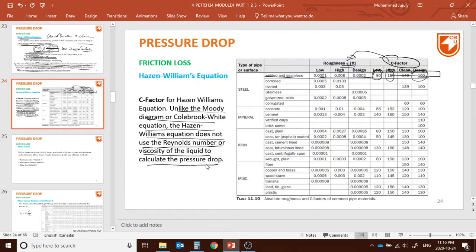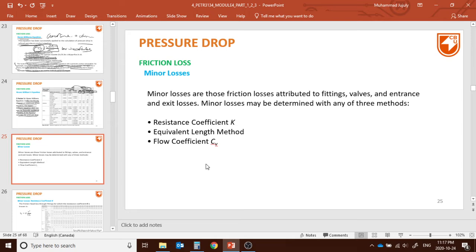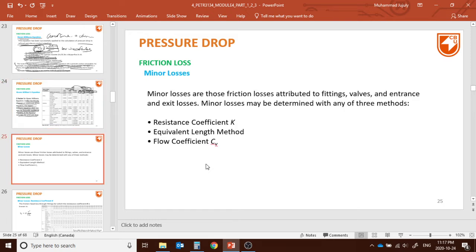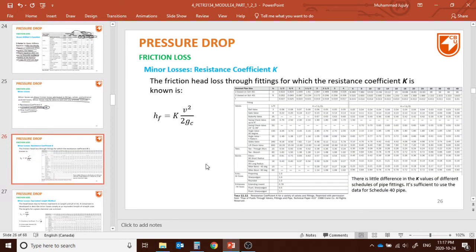Now let's talk about equivalent length, or the minor losses. These are the major losses we calculate, like the pipeline friction. How can we calculate the minor loss? Minor losses are those friction losses from fittings, valves, entrance and exit losses. These are the three different ways you can calculate minor loss: one is the resistance coefficient K, the equivalent length method LE, and the flow coefficient CV.